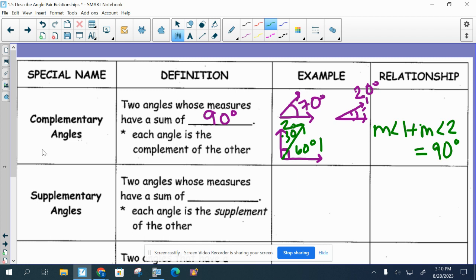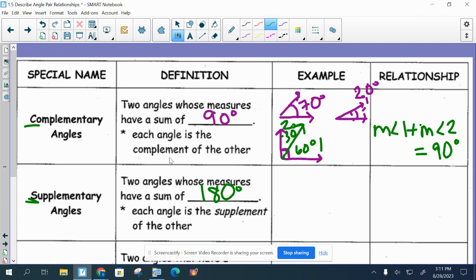So that's complementary. Supplementary angles are two angles whose measures have a sum of 180 degrees. Each angle is the supplement of the other. One way to make sure that you're getting them straight is that complementary starts with C, and that comes before S in the alphabet. And on the number line, 90 comes before 180. So you can match them up that way. Complementary comes before supplementary.